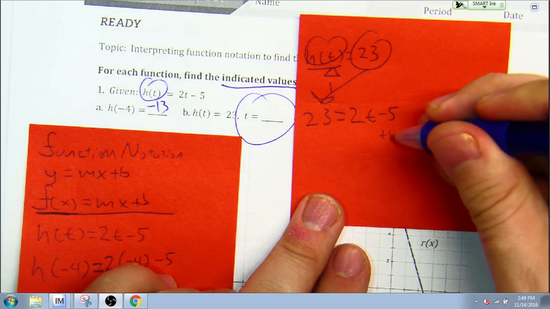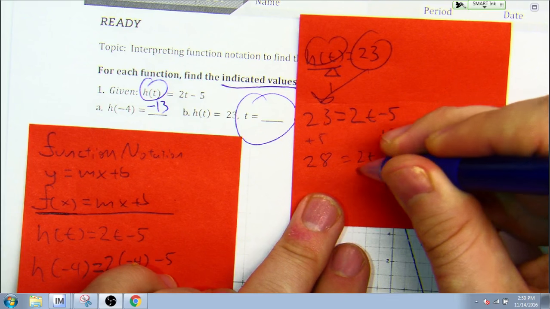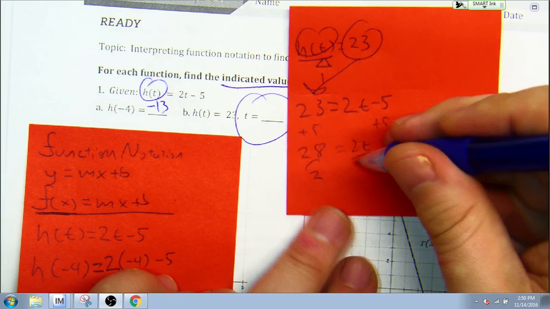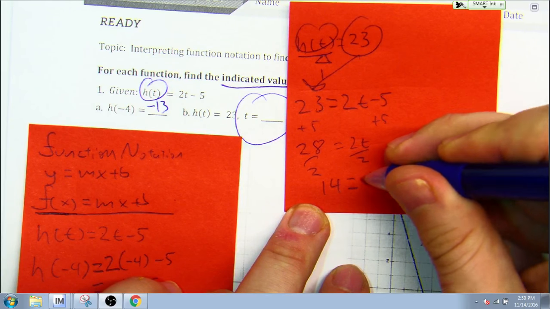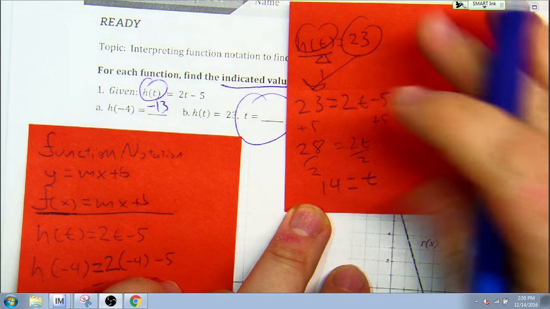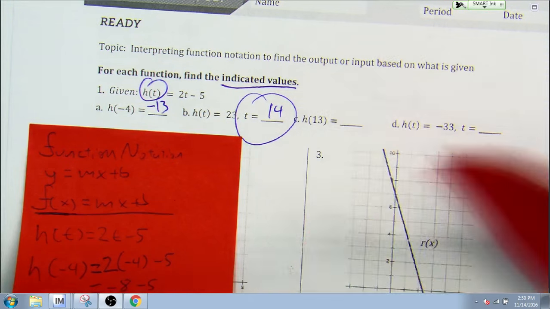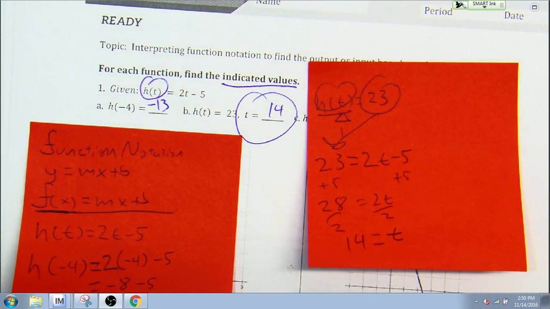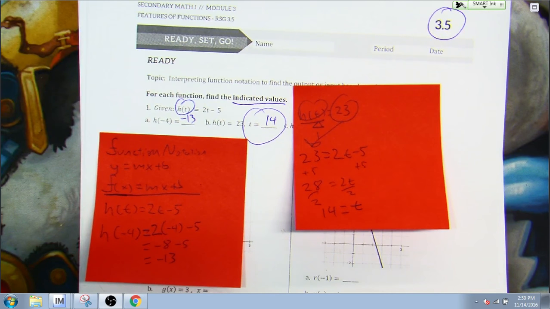I add 5 to both sides. I get 28 equals 2t. I divide by 2, divide by 2. And so I get 14 equals t. So that would be my answer, 14. Cool. So that's how we do those. Now let's go ahead and zoom out. It'll ask us to do it for a couple of graphs, and then we just have to find it graphically.